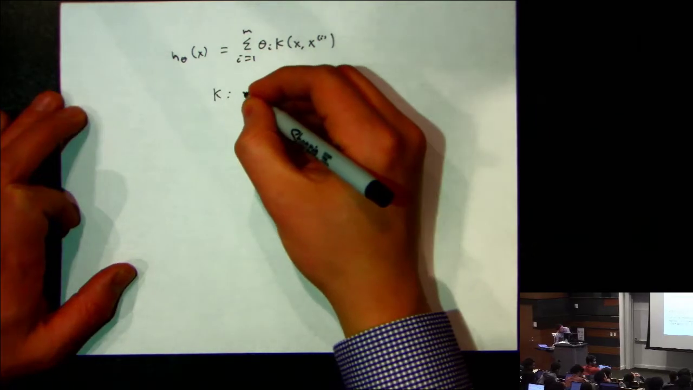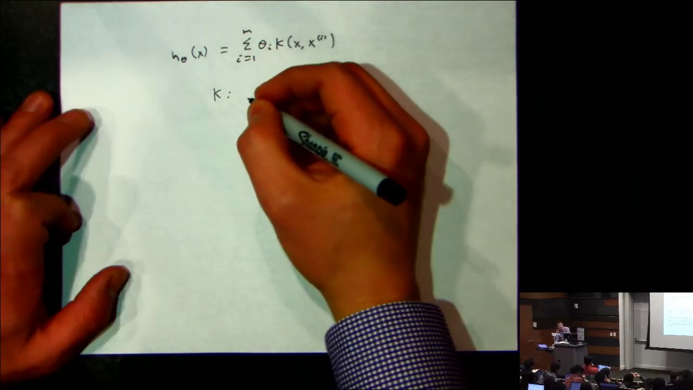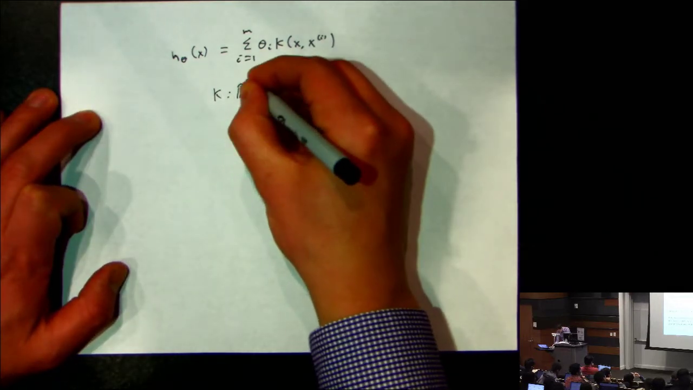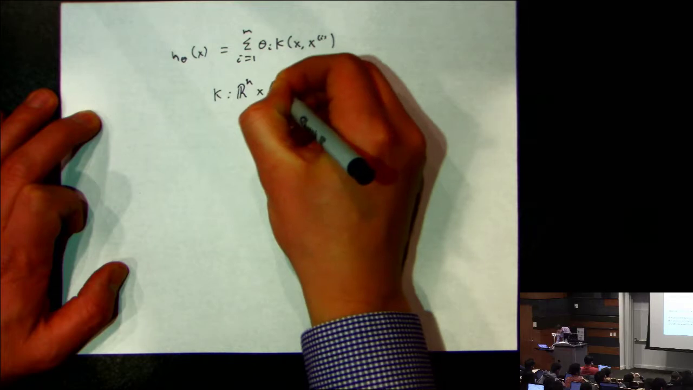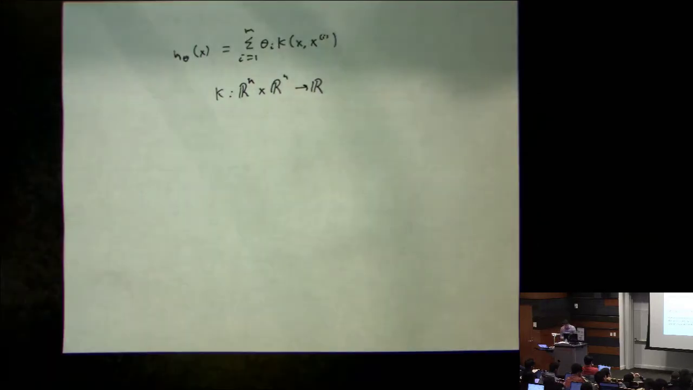That maps, I'm back to talking about x as being n-dimensional, from the two inputs to real numbers. And there are some conditions on that function k, but for now you don't have to worry about any of those. Okay, that's all the kernel hypothesis actually is.